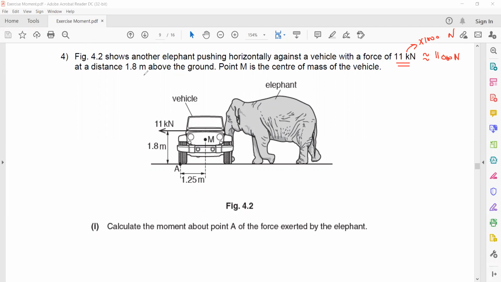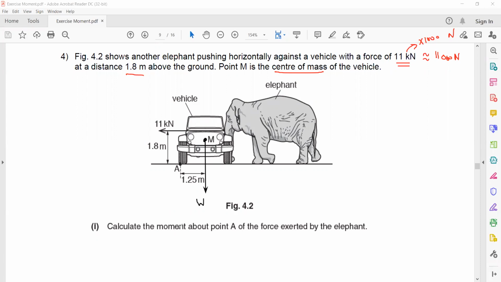At a distance of 1.8 meter above the ground, and point M is the center of mass. What is the meaning of center of mass or center of gravity? The center of mass is the point where the weight of an object acts. So this car has its weight acting downward. The point where the weight of an object appears to act is known as the center of mass.